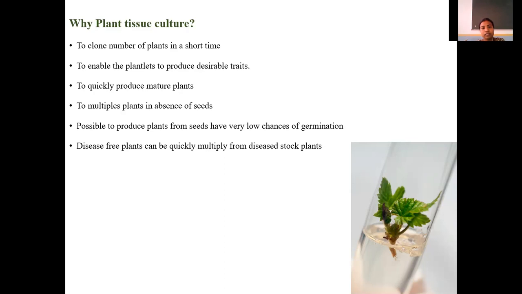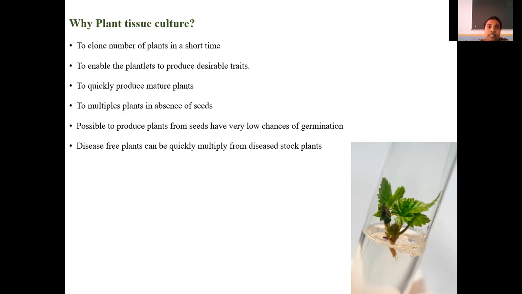Okay, so like that, whatever vegetable crops or economical crops you are using in plant tissue culture, if you can produce them with a desirable price and economic value for society, that is also very much possible by the plant tissue culture technique. Third one, to quickly produce mature plants. Within a short lifespan, you can produce fruits and flowers if you are raising the plants by plant tissue culture technique. And fourth one, to multiply plants in the absence of seeds.